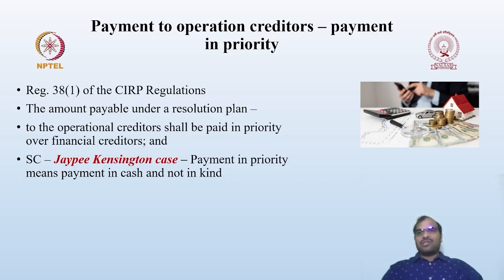In the case of JP Kensington, the Supreme Court held that payment in priority means payment in cash, not in kind. So when the law says payment in priority, don't be under the impression that you can pay in kind. You are expected to pay in cash only.